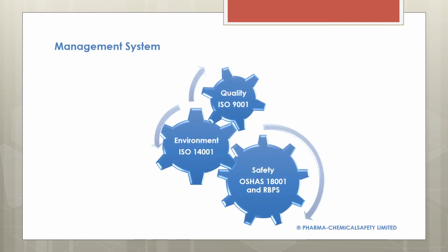Management systems include quality, environment, and safety. Globally, they are governed by the International Organization for Standardization. For quality, it's ISO 9001. For environment, it's ISO 14001. And for safety, OHSAS 18001.